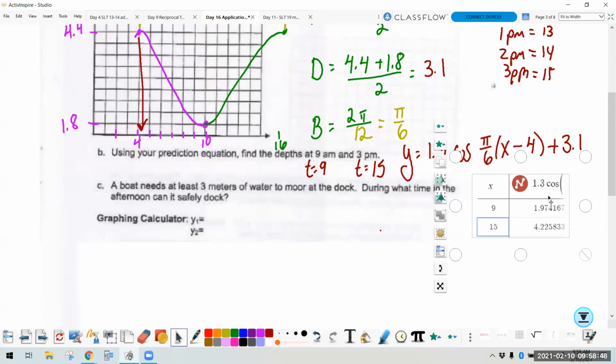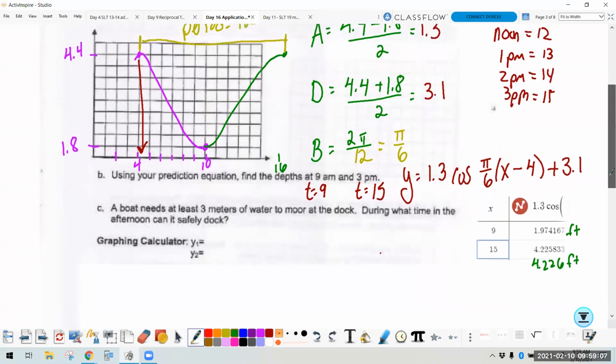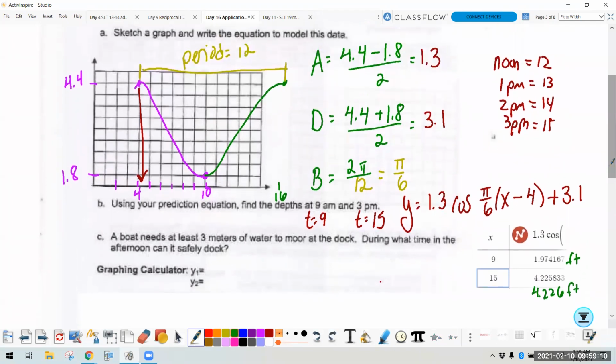All right, so that is a height. At 9, we have 1.974 feet. And at 15, 3 p.m., 4.226 feet. Oh, it's meters. Holy cow. Meters, meters.